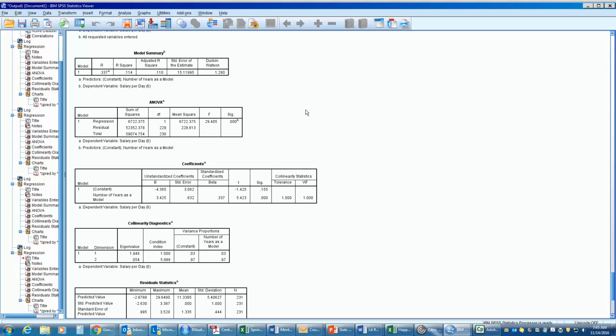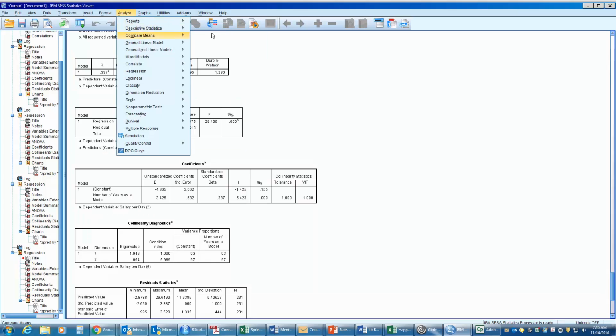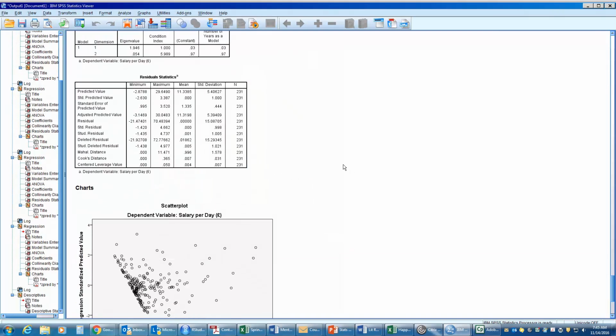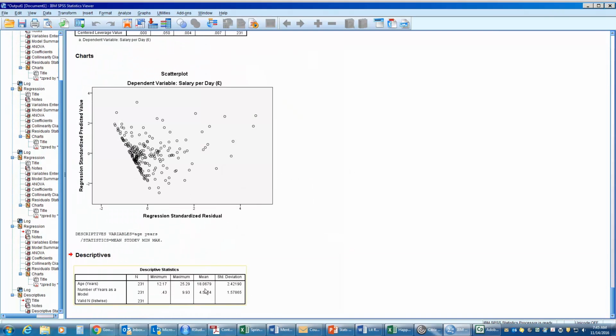So I talked about mean centering just a second ago. I'm going to go ahead and do that because it's important if we wish to interpret these coefficients properly. If we mean center this, it would make a lot more sense. The first thing I'm going to do is simply describe, because I want to get the means for these two variables, age and number of years of experience. Those are the two variables that I'm going to mean center. So the means are 18.06 and 4.58.